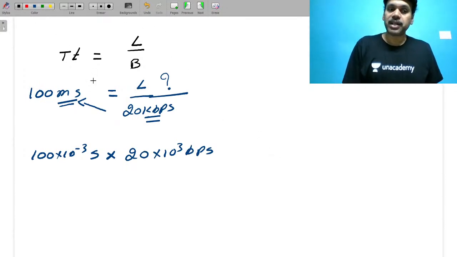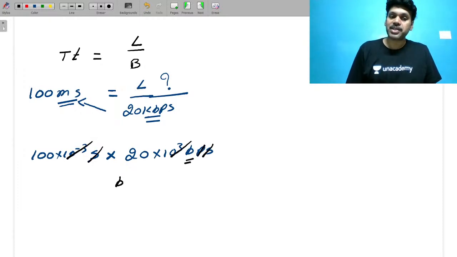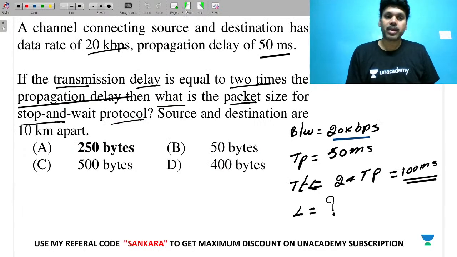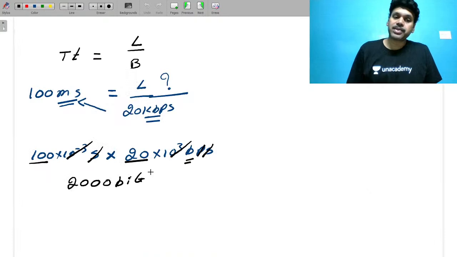So finally, my dear friends, the seconds are cancelled and the remaining unit is bits. So 100 into 20, which is 2000 bits. He is asking in the form of bytes, so divide by 8, which is nothing but 250.